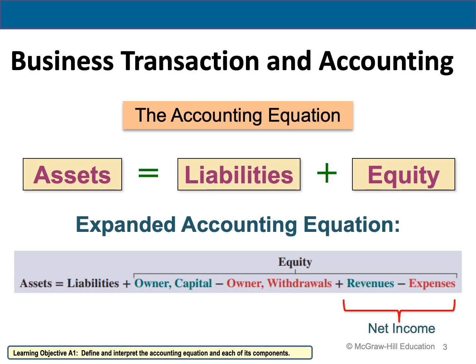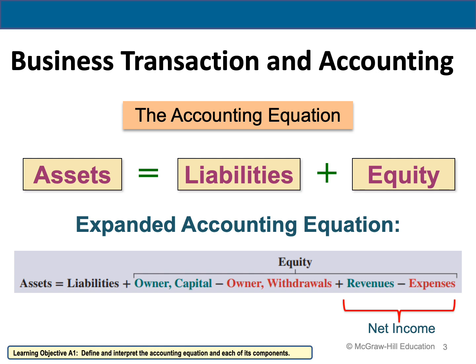So let's get started. First, this is very important. You need to make sure that you understand what the accounting equation is. The accounting equation includes three main components. Assets equals liabilities plus equity.